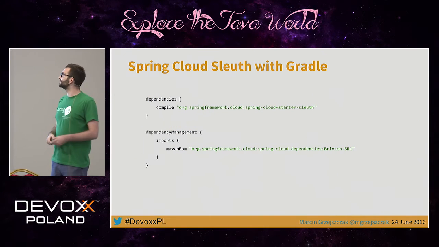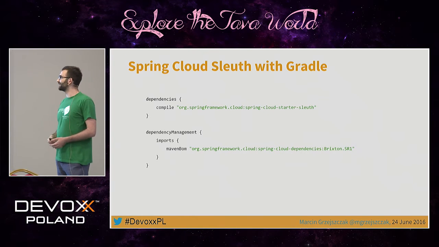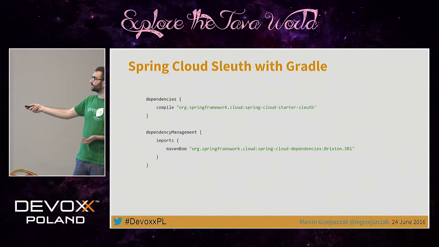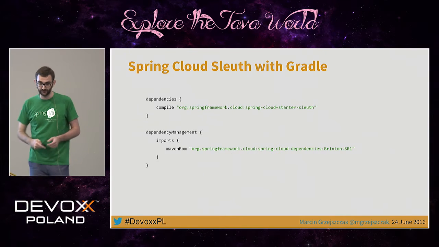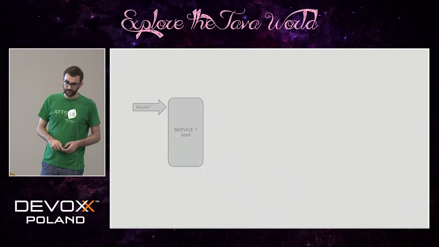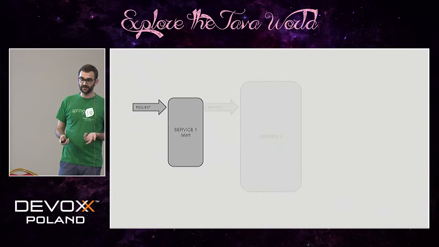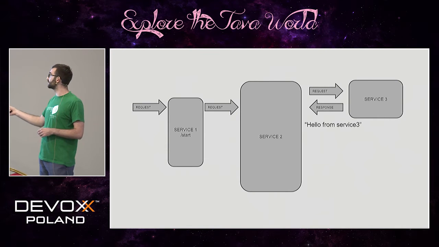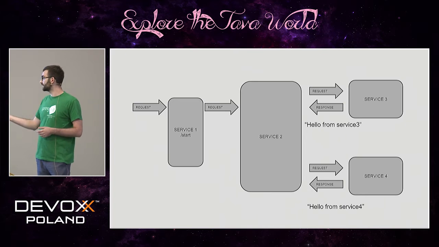With Gradle, obviously, it's much nicer. I don't know how it will look in Kotlin, but I guess quite similar. So you do dependency management, and you import the Maven BOM with Brixton SR1, and you add Spring Cloud Starter Sleuth. So our case looks like that: we have service 1 with an endpoint start, those 2 hops, and service 3 is going to respond with hello from service 3. Service 4 will respond hello from service 4.